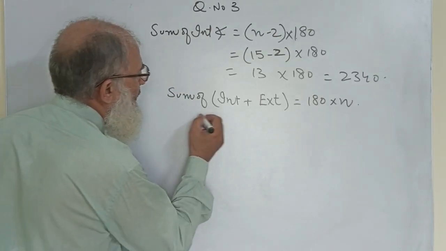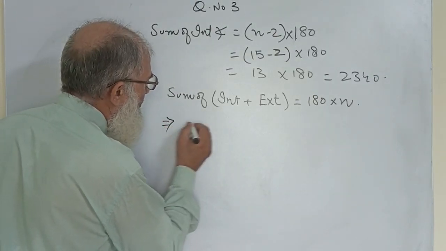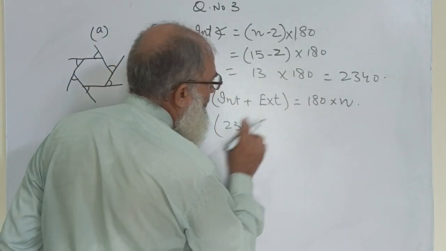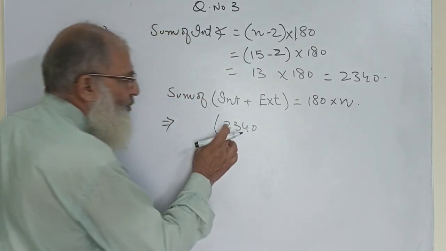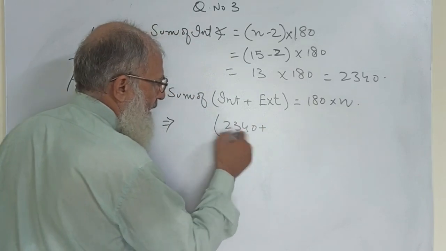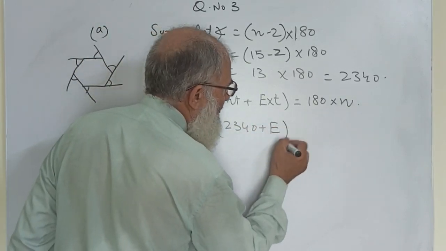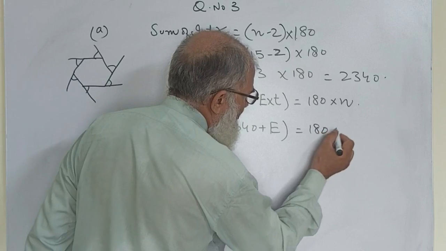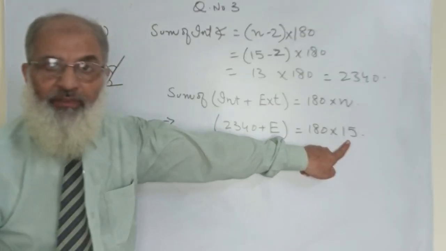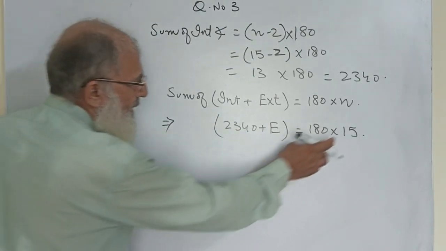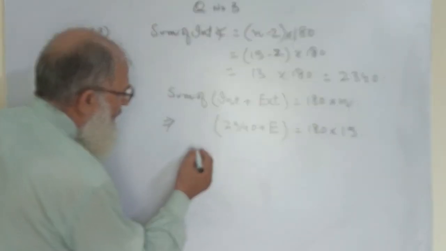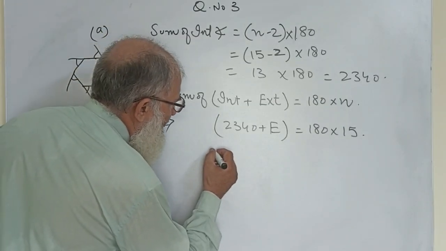So what is this now? It will become, interior angles are already we have found it, 2340. 2340 are the interior angles. We don't know the exterior angles, so it will become like this. This is a 15-sided figure. It is given, a 15-sided figure, that is given. So proceed in an algebraic form.